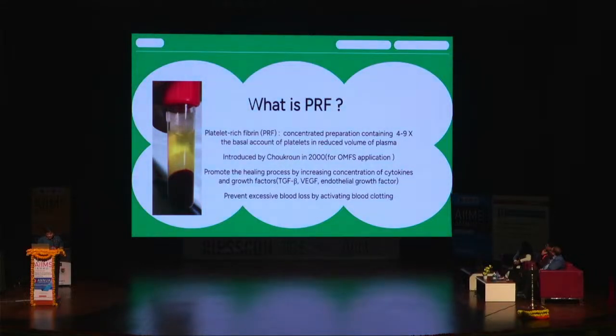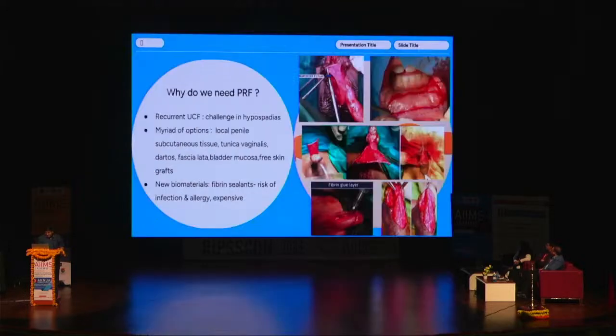PRF is a concentrated preparation which contains 4 to 9 times the basal platelet count, and it was first introduced for dental surgery and oral maxillofacial surgery applications, and then it has been exploited in other fields also. It promotes healing by various growth factors that I have told you about, like cytokines and growth factors. The most common use for PRF in pediatric surgery is for hypospadias repair that has been reported in the literature. As we know, hypospadias is a technically demanding surgery, and its complications can be troublesome at times. So everyone is trying to find ways to minimize the complications in this surgery. One of the things that has been explored is PRF.